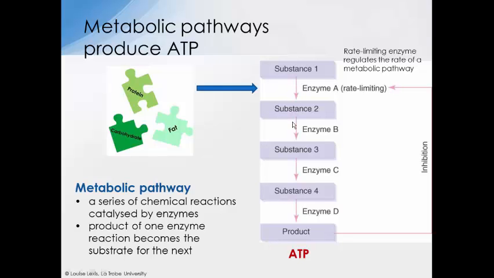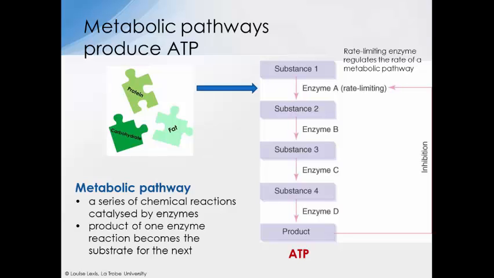That product then becomes the substrate for the next chemical reaction, and so on until you reach the final product. Every arrow on this diagram represents a specific enzyme. Okay, so keep in mind that every chemical reaction requires a specific enzyme to catalyze that particular reaction. Enzyme A is shown here as a rate-limiting enzyme.